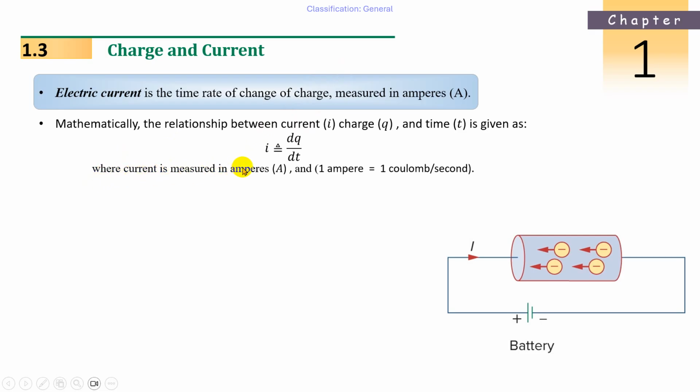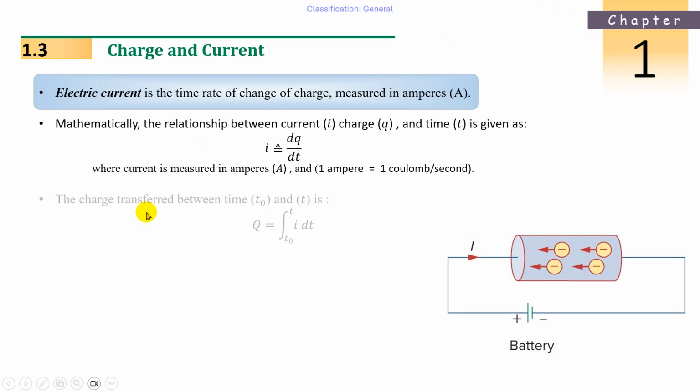Current is measured in amperes, and 1 ampere is equal to q by t, where q is measured in coulombs and time is measured in seconds. So 1 ampere is equal to 1 coulomb per second. If you remember this, then in an exam, if a question says 5 coulombs for 10 seconds, how much is the current? So 5 multiplied by 10, 50 amperes is the current, like that.